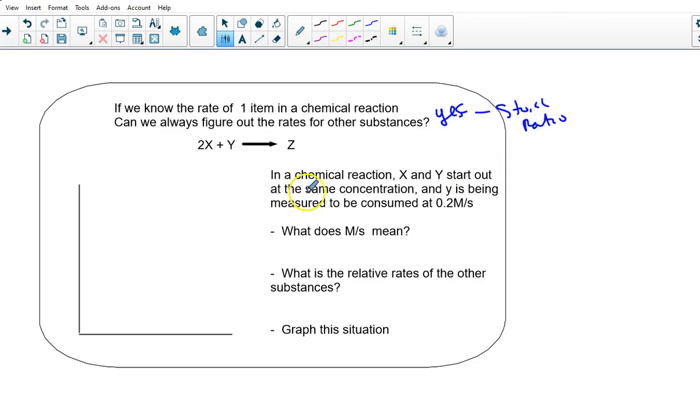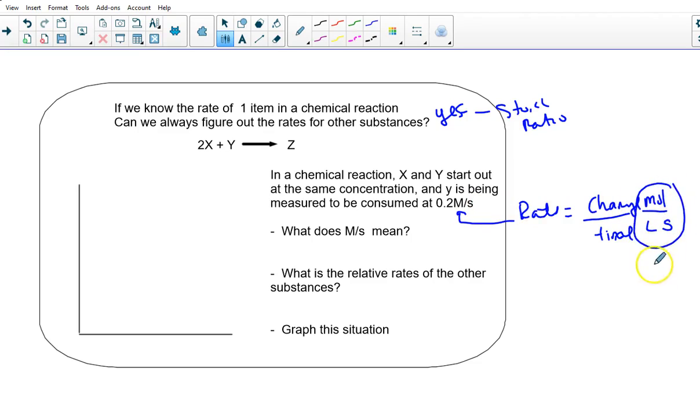Okay. So if chemicals X and Y started out at the same concentration, and Y is being measured to be consumed at 0.2 moles per liter per second. So what does that mean? Okay, well, it's a rate. So a rate is literally change per time. That would be how we're dealing with a rate. And the rate in this case is moles per liter per second. And that is how we deal with this.